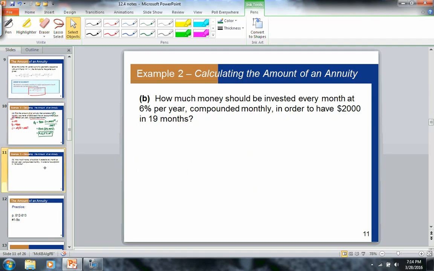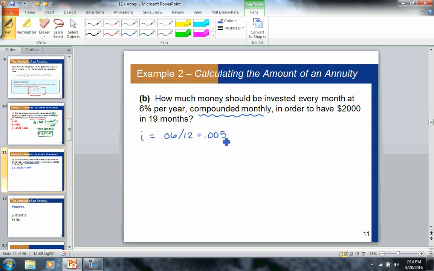Okay, part B, last example for this section of the notes. Okay, here we want to find out how much money should be invested every month at 6% per year, compounded monthly. That's a key phrase there. So we've got our 6% here for our interest rate. So that's really going to be 0.06, but it's compounded monthly, so I'm going to divide by 12. So that's where I get the 0.005 from.